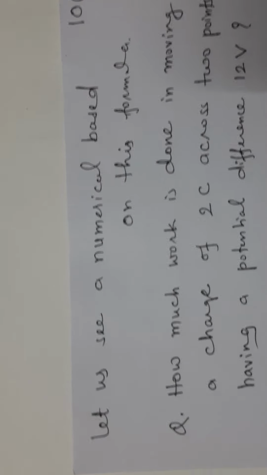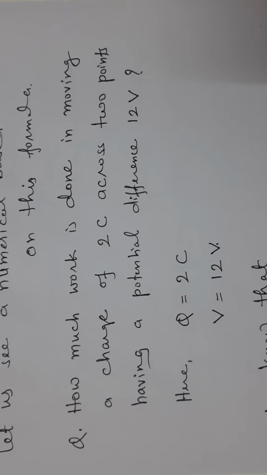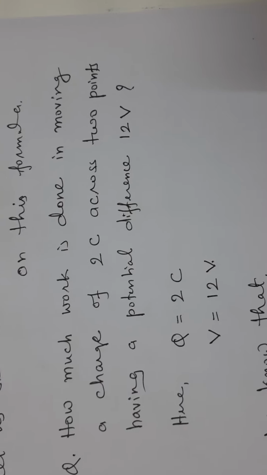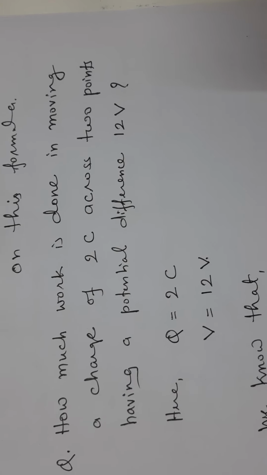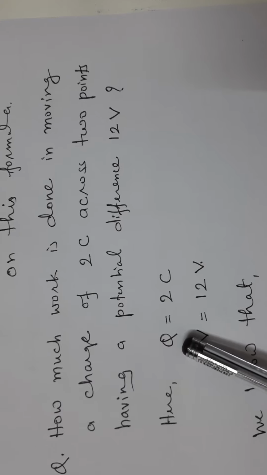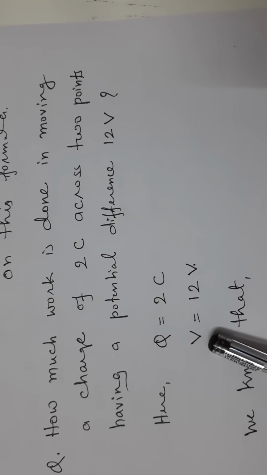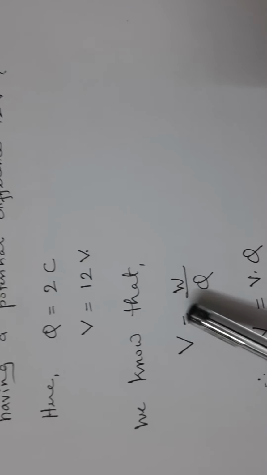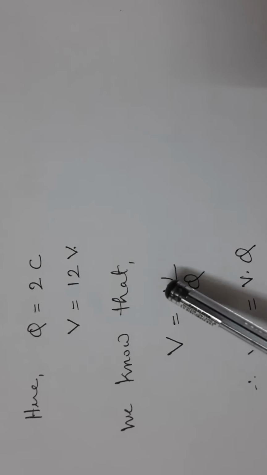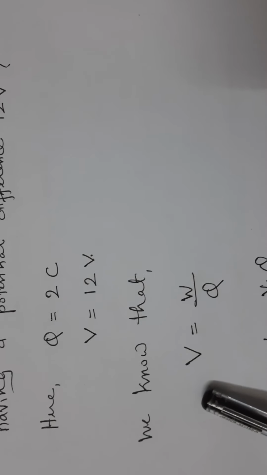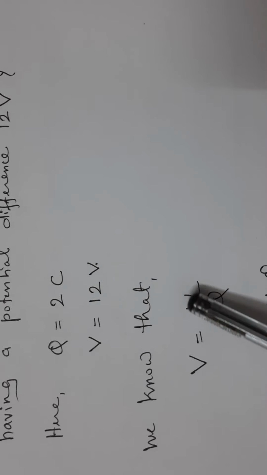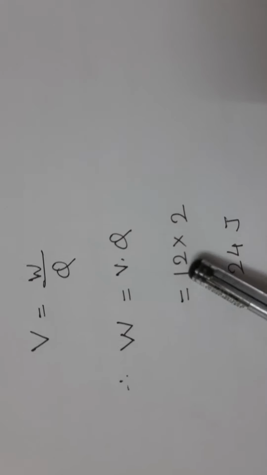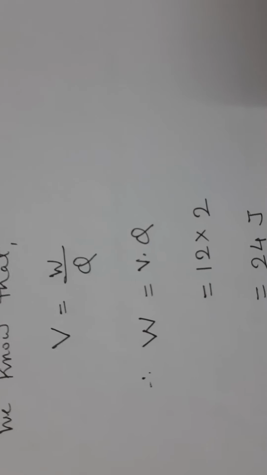Let us see a numerical based on this formula. How much work is done in moving a charge of 2 coulomb across 2 points having a potential difference of 12 volt? So Q is given, 2 coulomb, and potential difference is given, 12 volt. We know that V is equal to W upon Q. So W will be V into Q. This Q goes on the other side, it gets multiplied. So W is equal to V into Q. It is very simple. V into Q, that is 12 into 2, 24 joule of work is done.